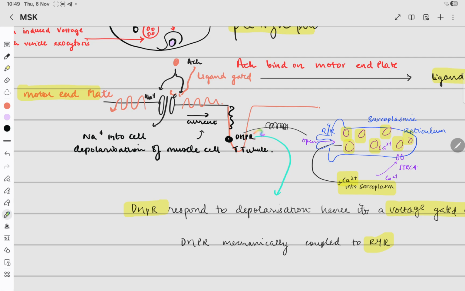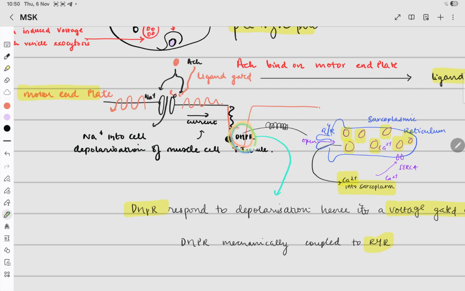These T-tubule DHPR receptors are coupled with something known as RYR, which is ryanodine receptors, which are present on the sarcoplasmic reticulum. If we take this as a muscle cell, it has got sarcoplasmic reticulum. This is the sarcoplasm. This is the sarcolemma, the layer, the border. So these two receptors are coupled.